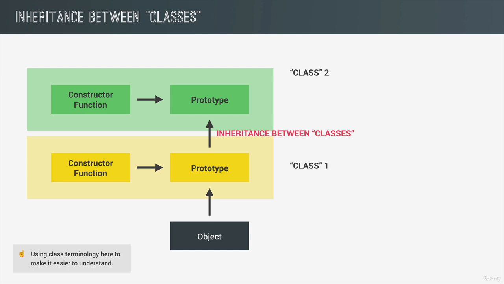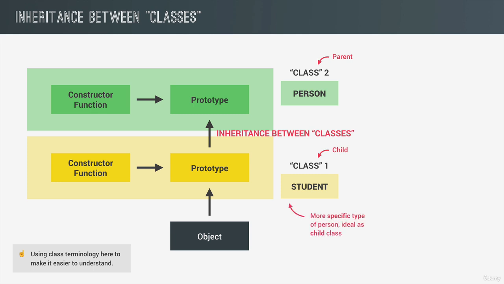So we will create a new student class and make it inherit from the person class that we have been using so far. So person will be the parent class and student will be the child class. That's because student is basically a subtype of a person. So a student is also a person, right? But it is a more specific person. And so this is an ideal child class.